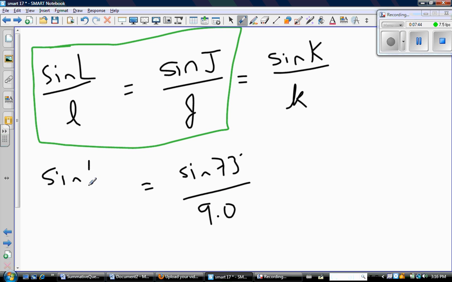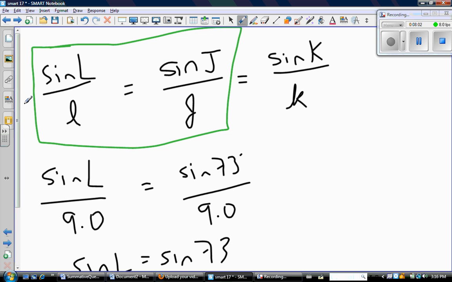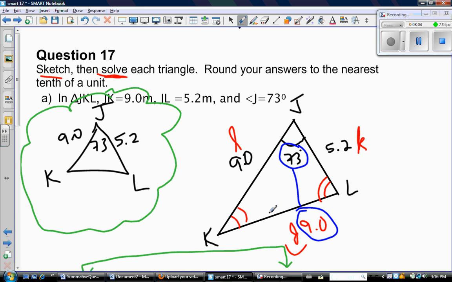So do I really need to do a lot of math here? I don't think so, because if the denominators are both 9.0, then that means that sine L must equal sine 73, and therefore L must also be 73 degrees. So I didn't actually have to use the sine law. In fact, once I knew that this side here was basically the same length as this side here, I could have used the isosceles triangle theorem and stated that I knew, therefore, that this was also 73 degrees.